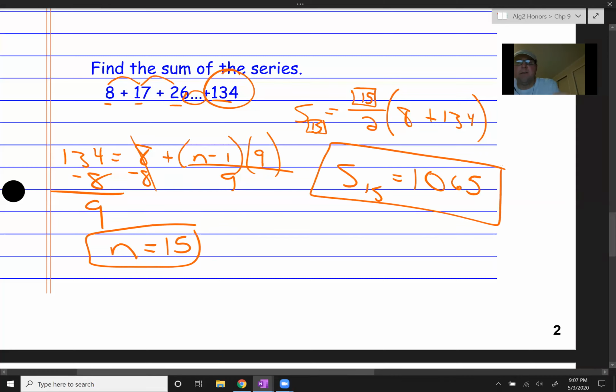All right, so real quick, we might be solving for n instead of the actual sum so that we can solve for the sum. So these often have an extra layer. That's why kids hate them.